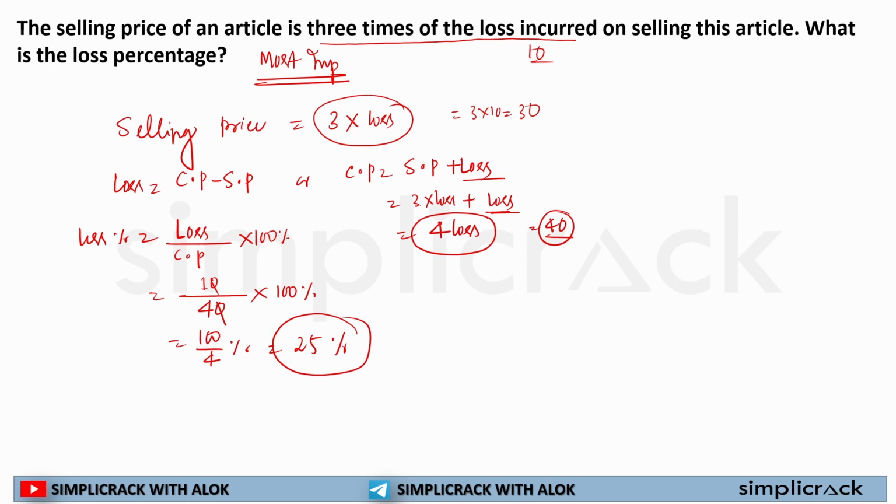Why do I need to worry about it? If it has not given anything, how would I solve it? It is given everything. This is a simple question. Selling price is 3 times loss. So for example, loss is 10 rupees. So selling price will be 3 into loss, that is 30 rupees. And cost price is 30 plus 10, selling price plus loss. So 40 rupees, and my loss percentage will be this much. This is how you will be solving the question. You do not have to worry about this question.